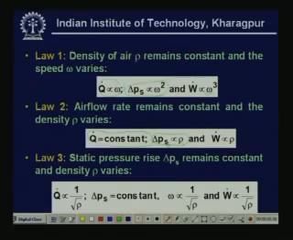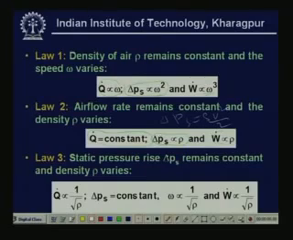If density becomes half, static pressure rise becomes half, and the power input also varies directly with density. This relation comes from the expression, for example, delta Ps is equal to rho V square by 2. We are keeping Q dot constant, that means we are keeping the velocity constant. If you keep the velocity constant, static pressure rise is directly proportional to density. Similarly, the power input is also directly proportional to density.